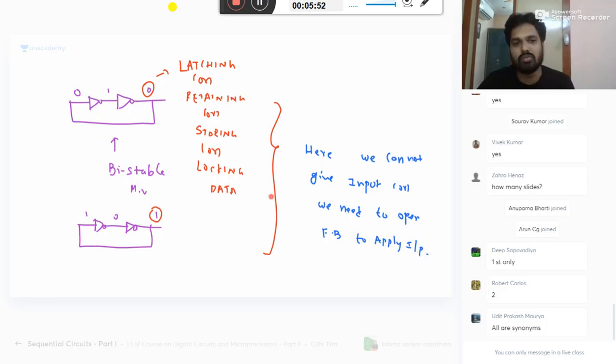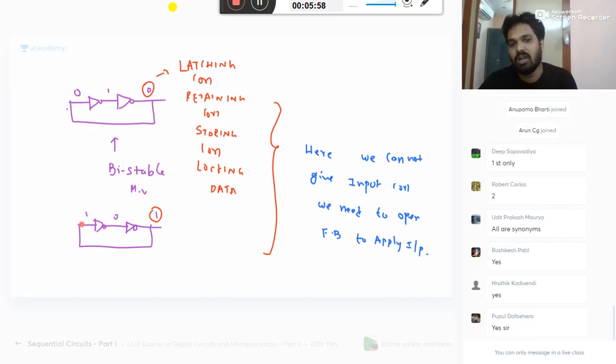Say it is at 0, I want to store 1. What I need to do is this wire should be opened and keep 1, and you need to close. Some kind of process is to be applied, because one output and one input are getting connected here. This feedback line is to be opened, then you may be applying the input and again connecting back is required. Okay, it is not feasible every time to open the wire and close the wire.